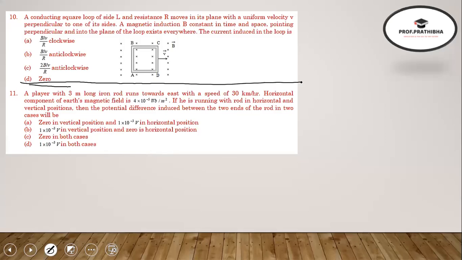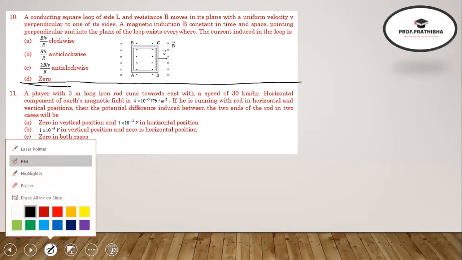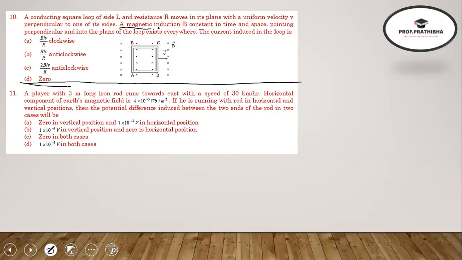You guys are not thinking, I feel. The second line of this has to be noted. A magnetic field constant in time and space pointing perpendicular and into the plane of the loop exists everywhere.